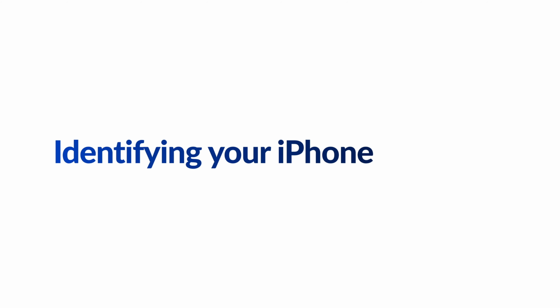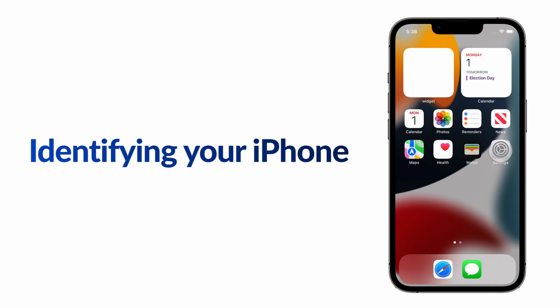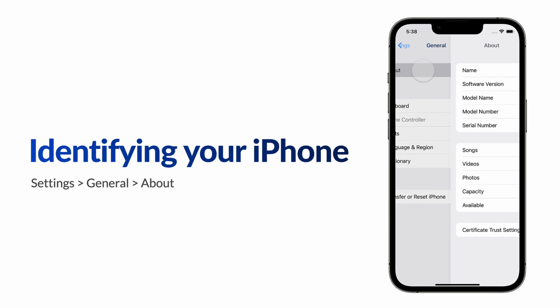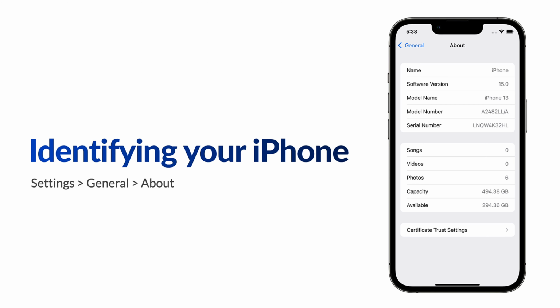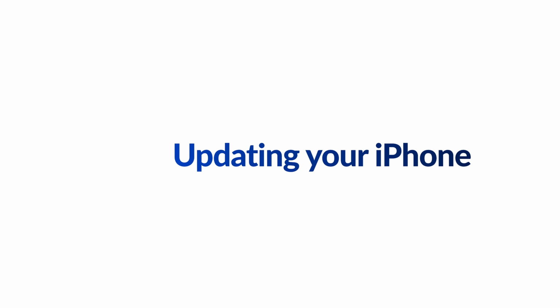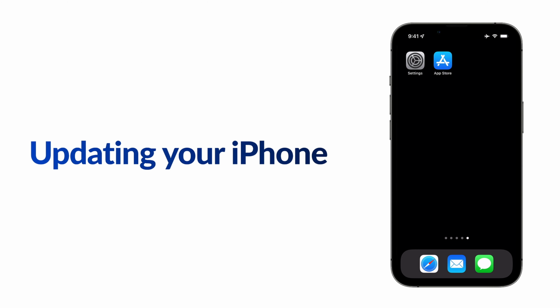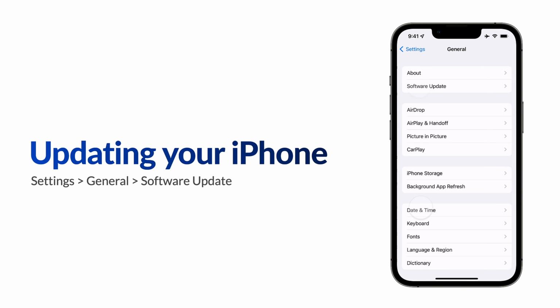Not sure which Apple device you have? To see which iPhone model you have, simply go to your device's settings application, tap General, then tap About. You will see your device's model name on the third line from the top. Not sure how to update your iPhone? To update your iPhone or iPad, go to your device's settings application, tap General, then tap Software Update.